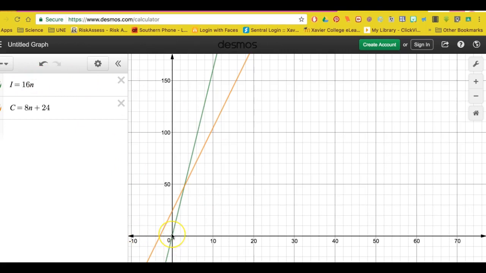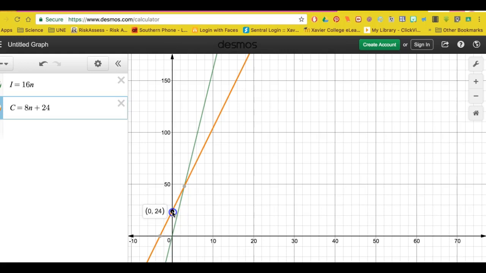I've got I equals 16n, so my income was my books here. I've got C equals 8n plus 24. That means that the orange graph should cut the y-axis at 24. So I'm going up to 50 here: 1, 2, 3, 4, 5, so each one is 10, 20, 30, 40, 50. So I'm right. That cuts it at 24.